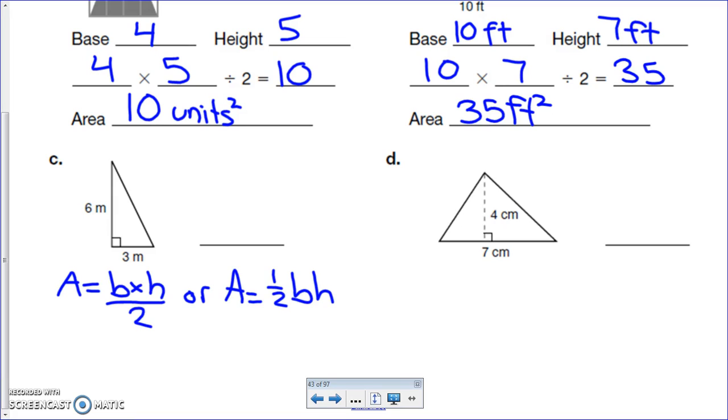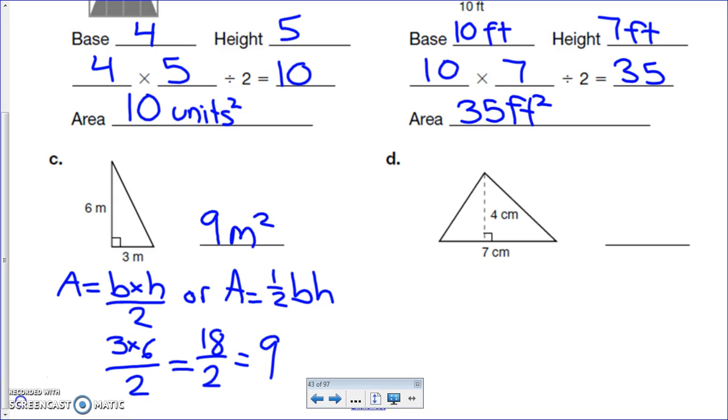So we're going to fill in our base of 3 and our height of 6. And we know that 3 times 6 is 18, so we're going to end up with 18 over 2, which simplifies to 9. So our answer is 9 meters squared.